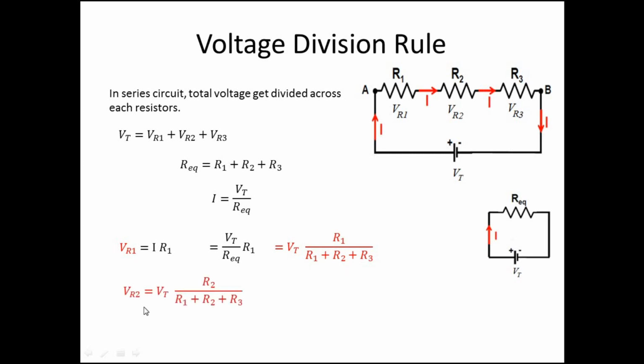Similarly, for VR2, this R1 becomes R2. For VR3, this R1 becomes R3. So we found VR1, VR2, VR3 in terms of Vt and the resistors. So if we are finding the voltage across a resistor, it is the total voltage into that resistor value divided by the total resistance. VR1 equal to Vt into R1 by R1 plus R2 plus R3. For VR2, we have to take R2 here, divided by total resistance. Similarly, VR3.